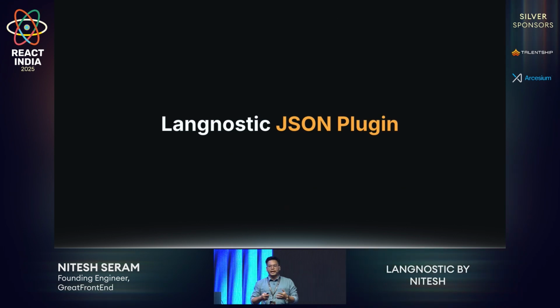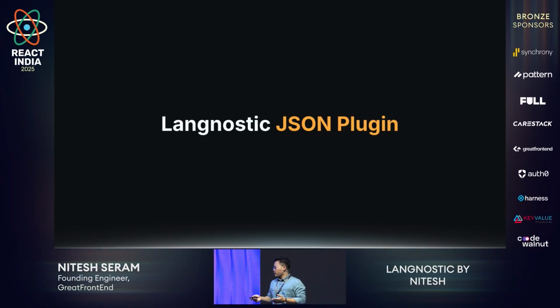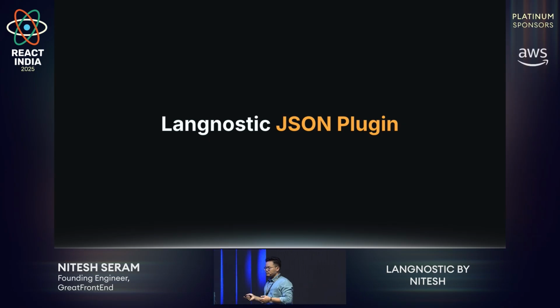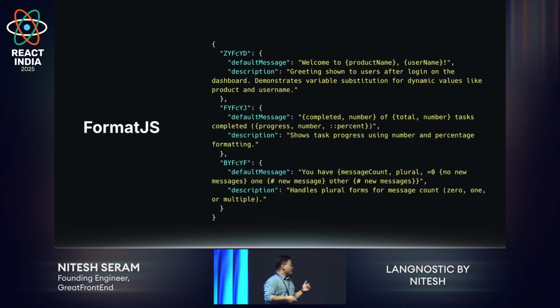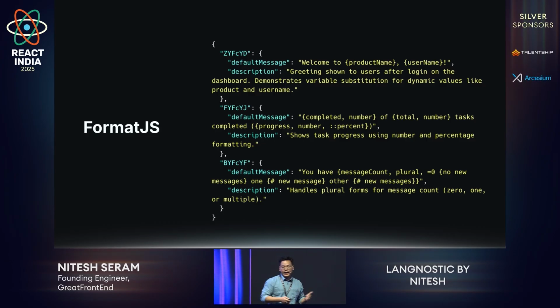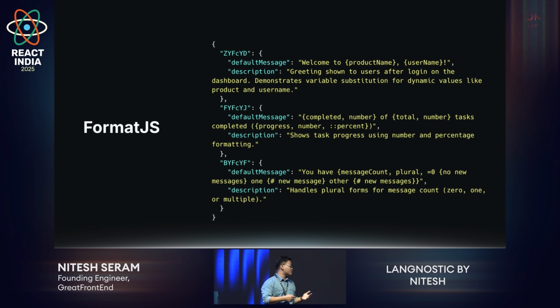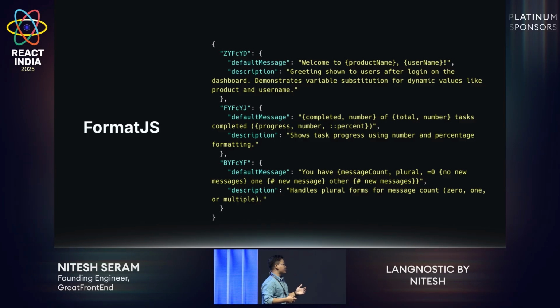Let's look into the important details behind each of the plugins that we officially support in Langnostic. So the first is the JSON plugin. Before we move ahead, right? At GreatFrontEnd, we prefer format.js over other JSON formats. Format.js, like we discussed earlier, is an i18n library which provides you an i18n formatter to wrap your hard-coded strings. So this is what a JSON format looks like when the hard-coded strings get extracted into a JSON file.